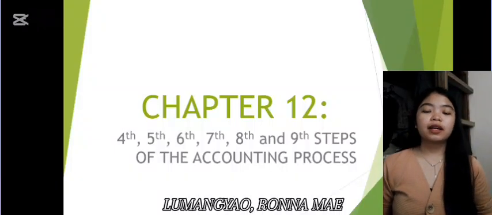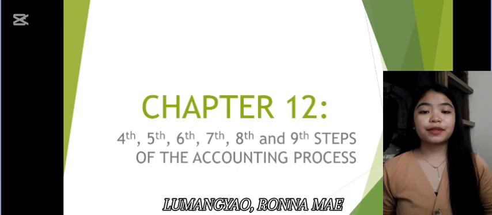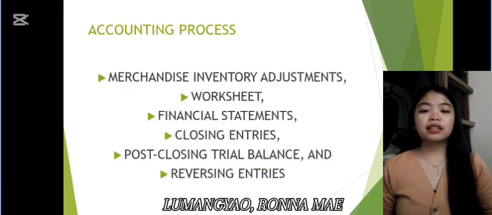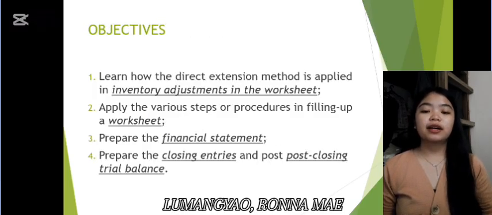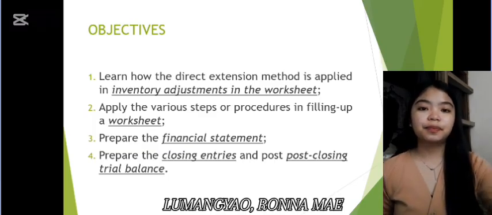This is Chapter 12. Among the steps of the accounting process: merchandise inventory adjustments, worksheets, financial statements, post-closing trial balance, closing entries, and reversing entries. The objectives of this chapter are to learn how the direct extension method is applied in inventory adjustments in the worksheets; second, apply the various steps or procedures in filling up a worksheet; third, prepare the financial statements; fourth, prepare the closing entries and the post-closing trial balance.